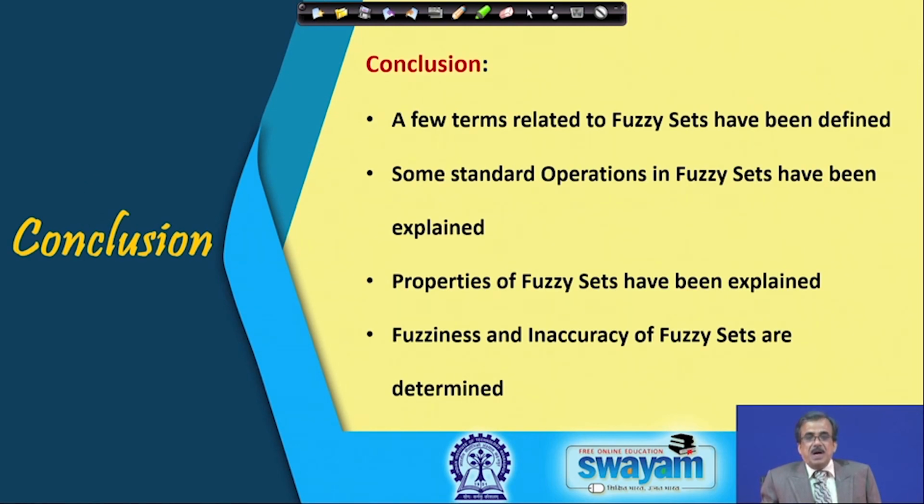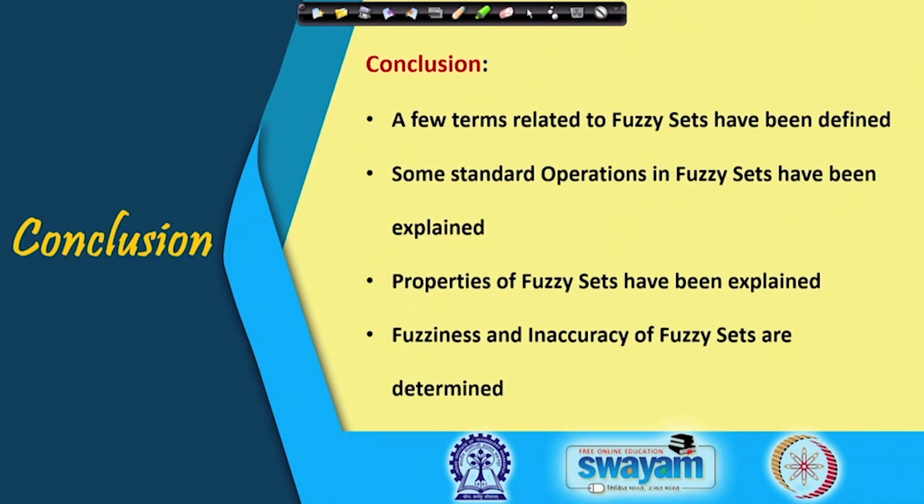Now, just to summarize quickly, till now we have discussed a few terms related to fuzzy sets. Some standard operations in fuzzy sets have been discussed in detail, and after that the properties of fuzzy sets have been discussed, and we have already mentioned that out of the 10 properties of the crisp set, the first 8 properties are followed by the fuzzy sets, but the last 2 properties are not followed by the fuzzy sets. And at the end we have defined mathematically how to determine the fuzziness of a fuzzy set and the inaccuracy of a fuzzy set with respect to another fuzzy set. Thank you.